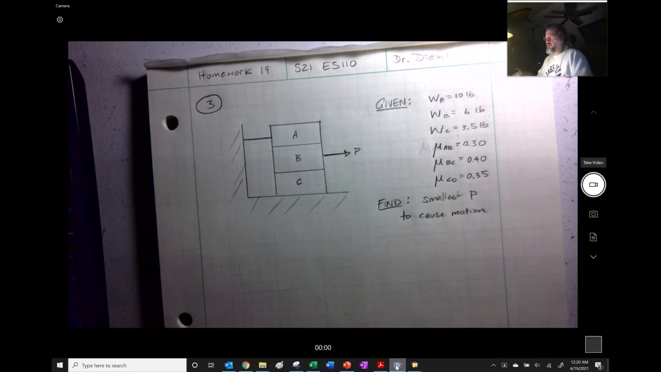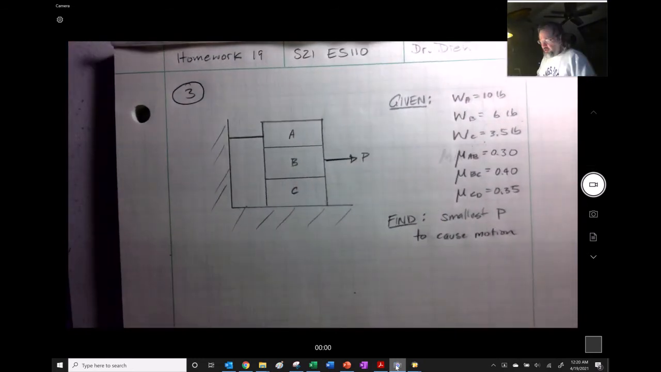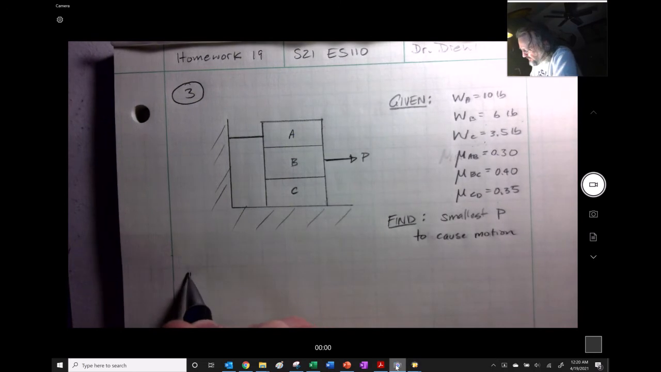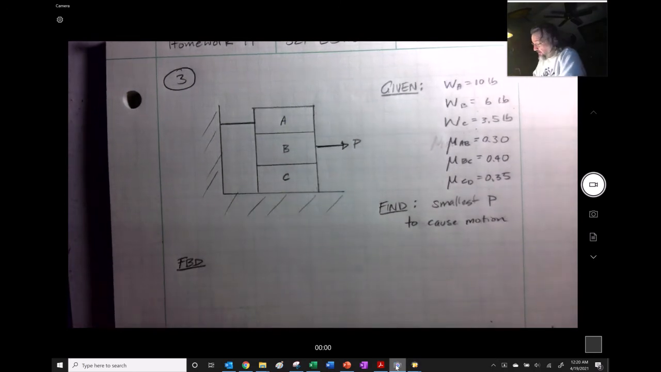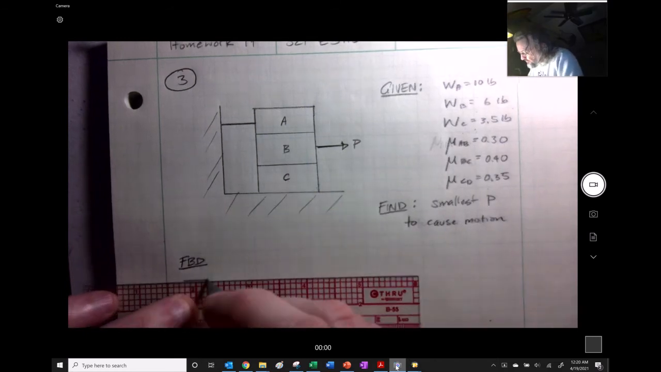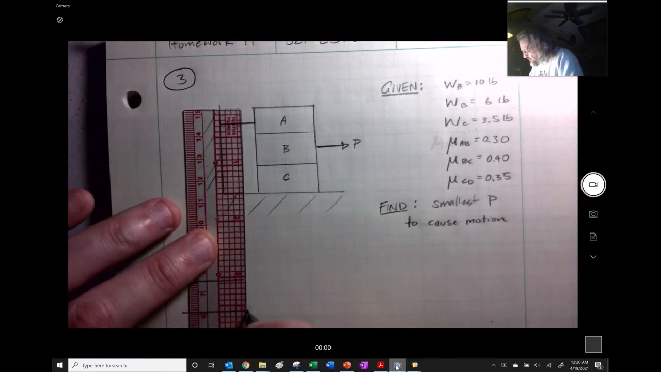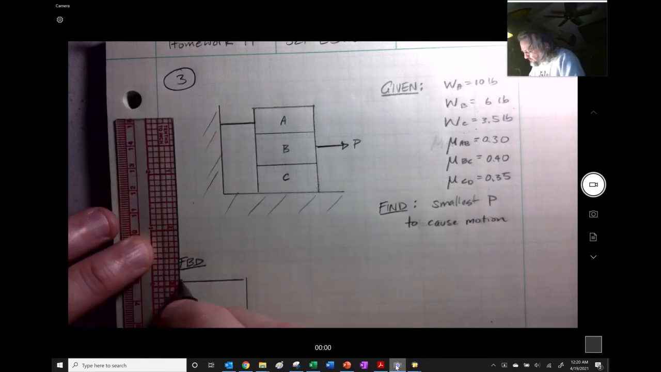Okay, so here's the problem all written out in my chicken scratch. And let's make some FBDs. And if I can economize, I could probably get them all to fit in a row right here and then just do my stuff underneath them, because they don't really need to be very big. They just need to look like little blocks.